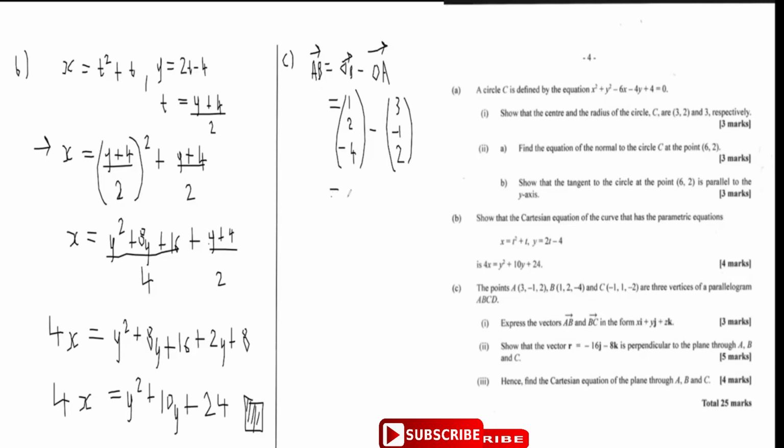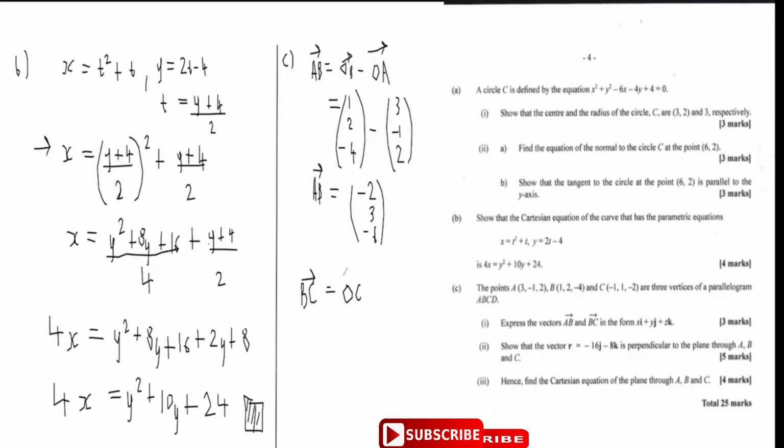Doing this easy subtraction, we get that vector AB is 1 minus 3, which is minus 2. 2 minus minus 1, that becomes 3. Then minus 4 minus 2, which is minus 6. That's vector AB. Nice and easy. Next we need vector BC. Vector BC is going to be equal to vector OC minus vector OB.